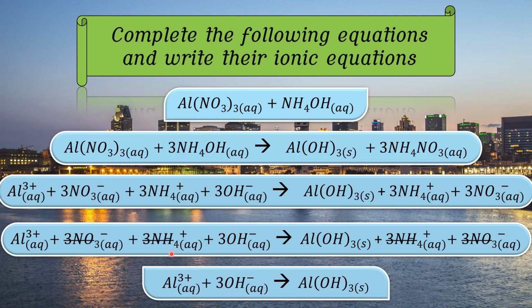So our ionic equation is going to have aluminium ions, aqueous, plus hydroxide ions, which are aqueous, to give us aluminium hydroxide, which is a solid. That one becomes our ionic equation: aluminium ions plus hydroxide ions to give us aluminium hydroxide.